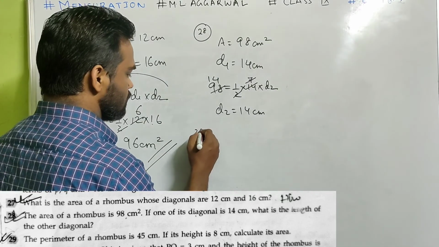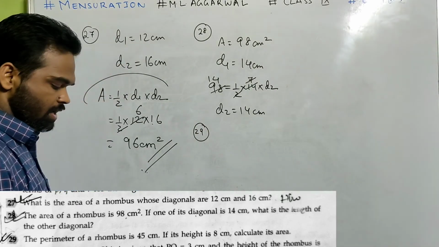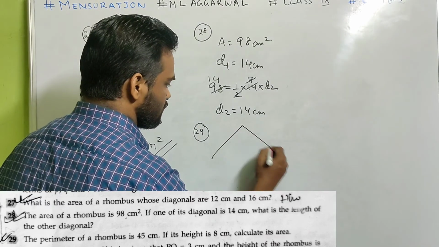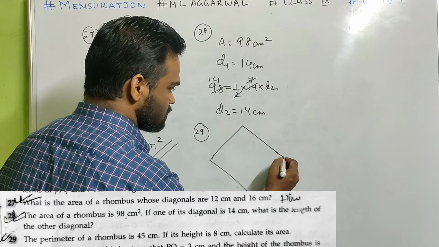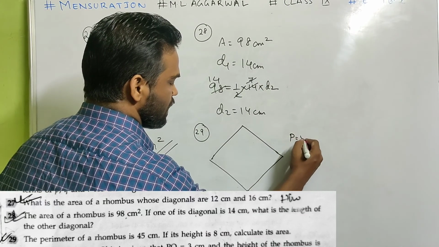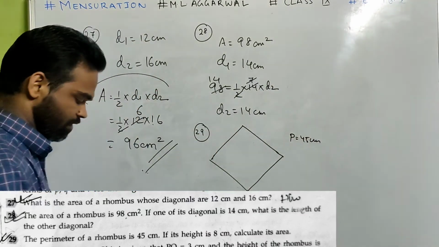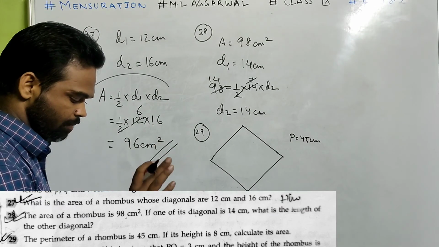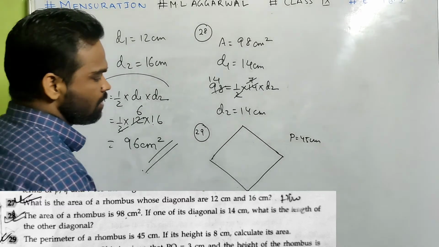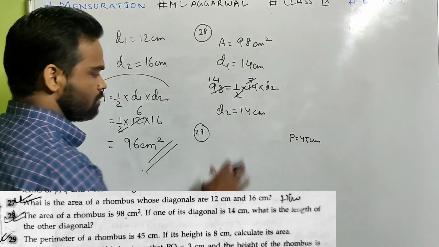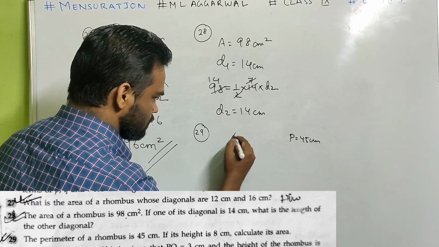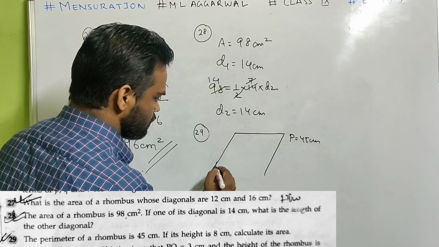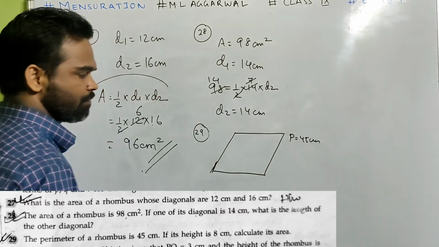29. Look carefully. The perimeter of a rhombus is 45 centimeter. Perimeter means if you draw a rhombus, the sum of all the sides is 45 centimeter. They've given that if the height is 8 centimeter, calculate its area. I'll draw the figure like this. It will help you a lot. It's a parallelogram only, with all the sides equal.